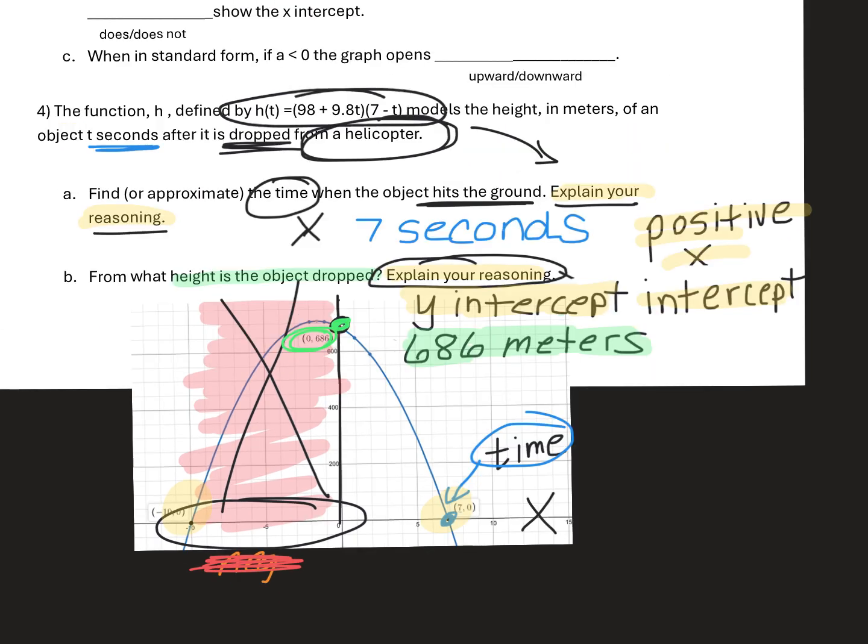Number 5 is exactly like number 4. So using this example, please try to solve number 5 yourself. And of course, let me know if you have questions.